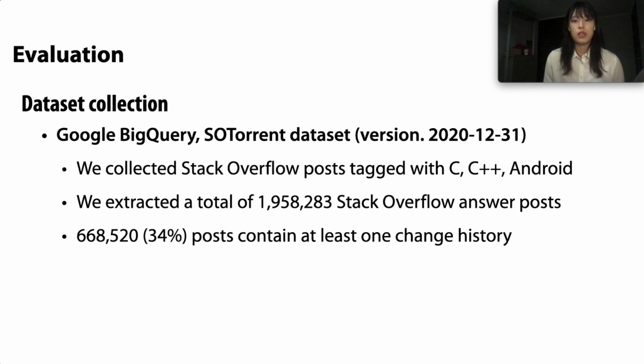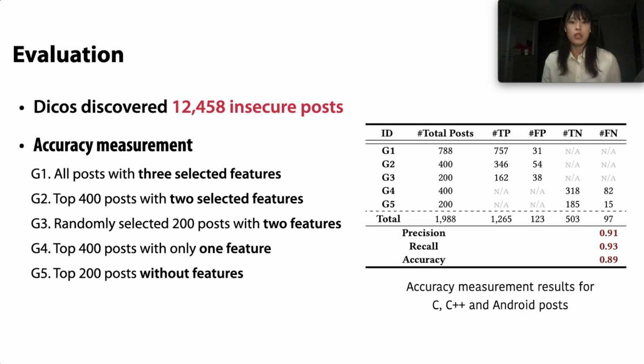Let me explain about the evaluation. To collect Stack Overflow post data, we used SOTorrent dataset provided by Google BigQuery. We collected all answer posts, which is tagged with C, C++, and Android. Among them, about 670,000 posts were satisfied with our dataset, which posts contain at least one change history. Dicos discovered 12,458 insecure posts.